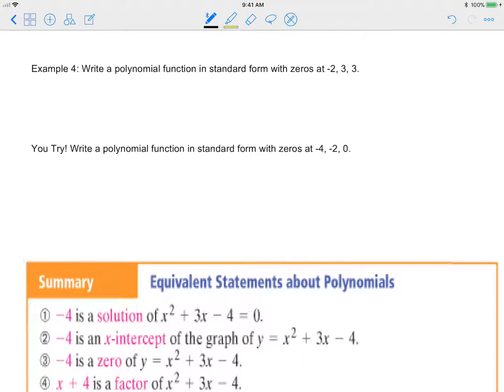Okay, moving over here. Can we go backwards now? Can I give you the zeros and then you write the polynomial equation? So if you know there's a 0 at x equals -2, at x equals 3, and at x equals 3, that means you solved something that said x plus or minus a number equals 0.